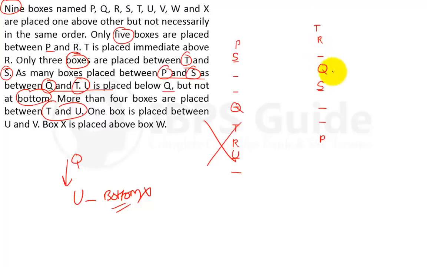1 box, 2 boxes, 3 boxes, 4 boxes. It is saying more than 4 boxes, so 4 boxes, 5 boxes, U must be placed at this position. U is not at the bottom according to this situation. That is why U is not at the bottom. So 1, 2, 3, 4, 5, 6, 7, 8. Still 1 box is needed in this case. And it says 1 box is placed between U and V. U is here, 1 gap, and the box that is available is V. Box X is placed above box W. So W is here and box X is here. So this is your right diagram.